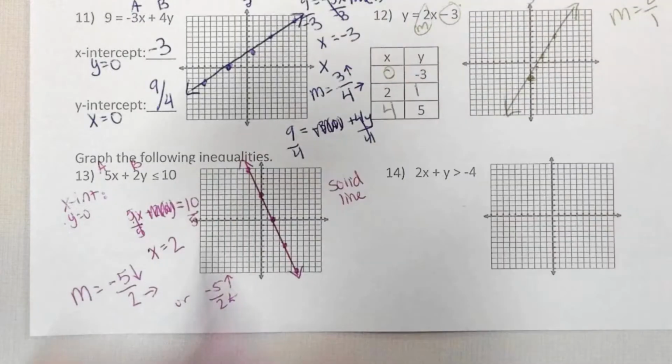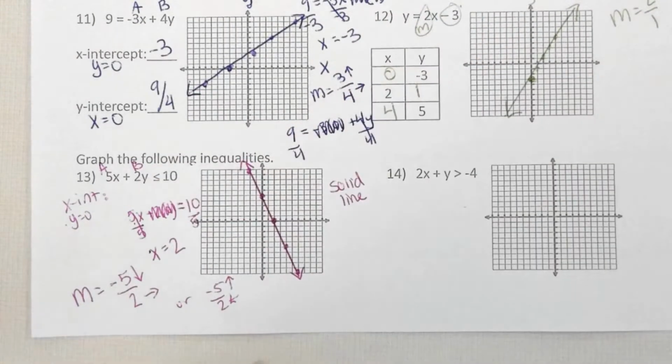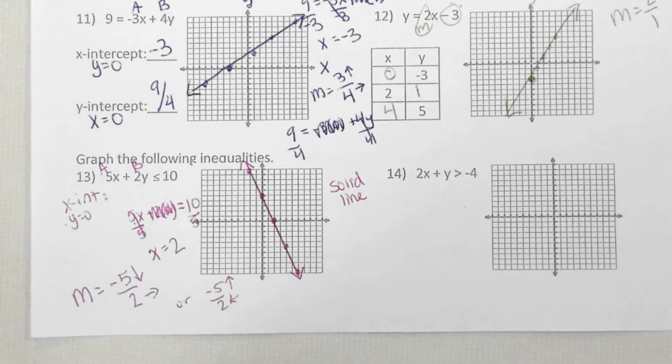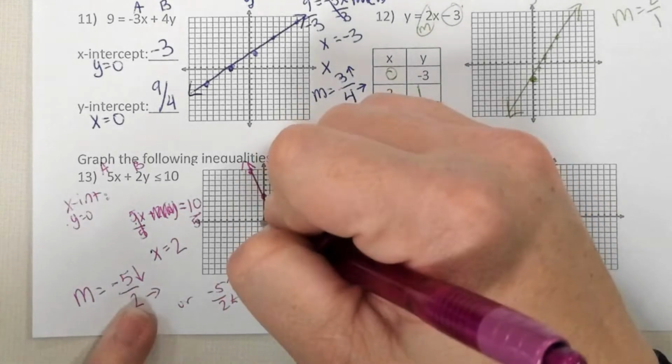And remember, with inequalities, when they're in standard form, you can't just shade above or below because of your sign. You actually have to test a point. So we talked about how 0, 0 is the easiest point to test, and we're going to plug it in and see if it's true or false.